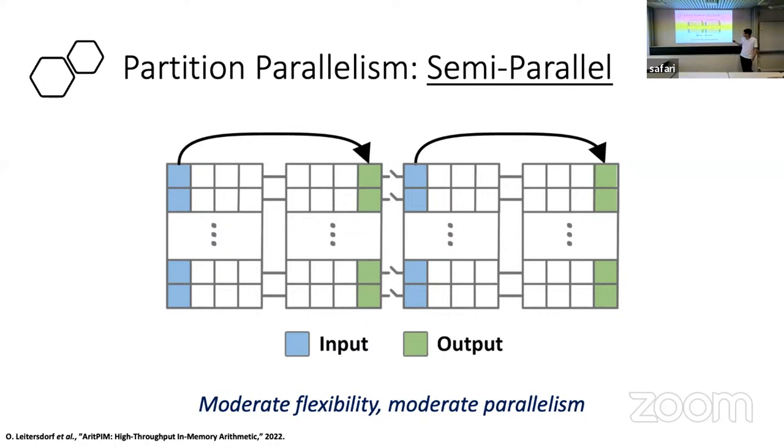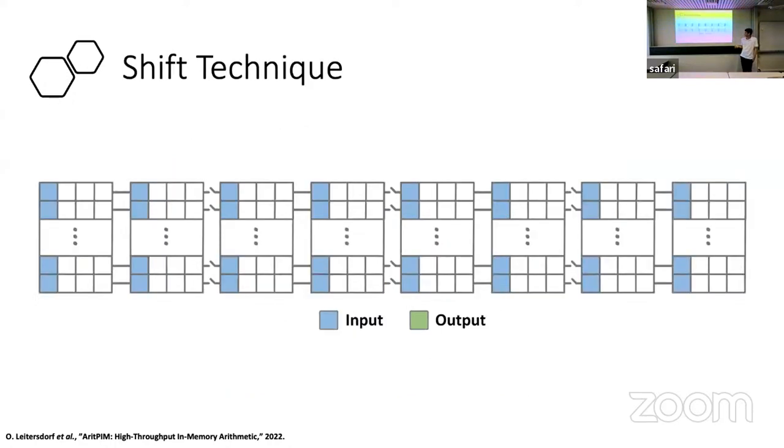Now, algorithmically, this gives us a very interesting model. And we can use this, for example, in a shift technique. Let's say that all the partitions have some bits stored in a column, and you want to shift. You want each partition to send its bits to the partition to its right. If you were doing this completely serially, it would take O of the number of partitions cycles. You go through each partition, copy the bit from here to here, here to here, and so on. And you can't do it fully parallel because we need to communicate between different partitions. With semi-parallelism, we can actually do this in two cycles.